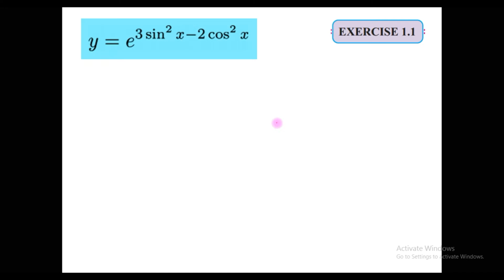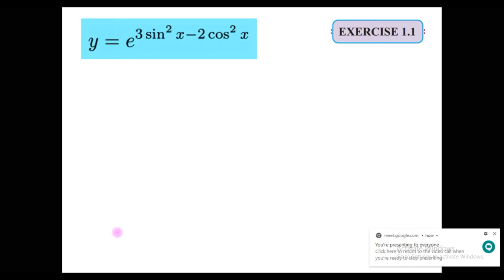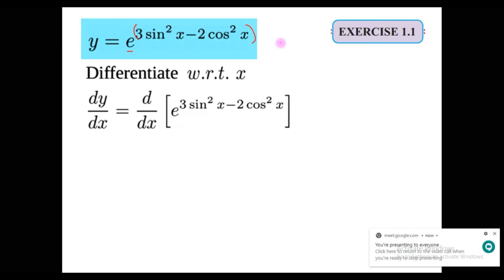Y is equal to e to the power 3 raised to sin square x minus 2 cos square x. Okay, let's solve this. Just drop in your chat box what is the outermost function. Yes, many of you are giving the correct answer that e itself is the outermost function over here. E is the outermost function, and inside that these many things are there. So if I differentiate this with respect to x, I should write dy by dx is equal to d by dx of the same function.